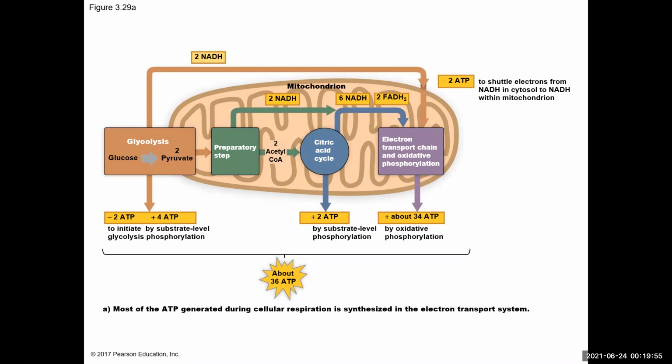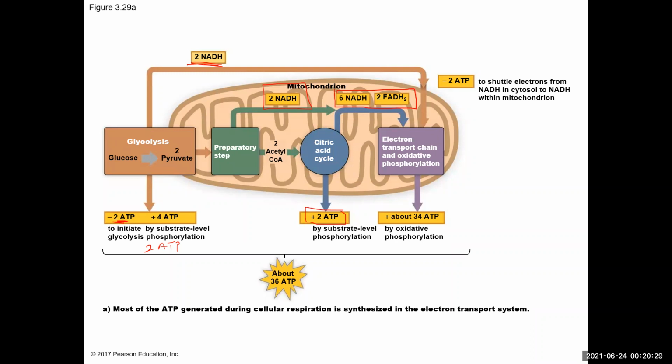Right? So remember, we use 2 ATP in glycolysis. We make 4, so that means we net 2, right? We net 2 ATP. We gain 2 NADH molecules. The prep step doesn't make any ATP, but we get NADH. The citric acid cycle makes 6 NADH and 2 FADH2. The citric acid cycle also generates 2 ATP.